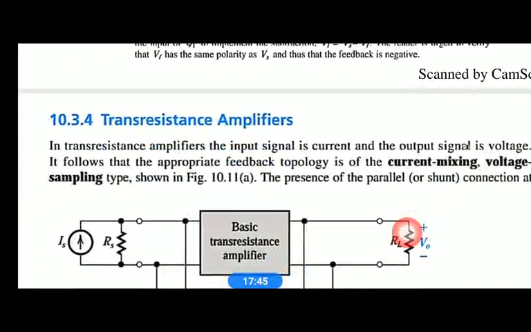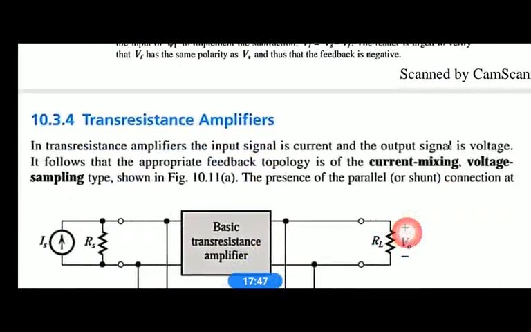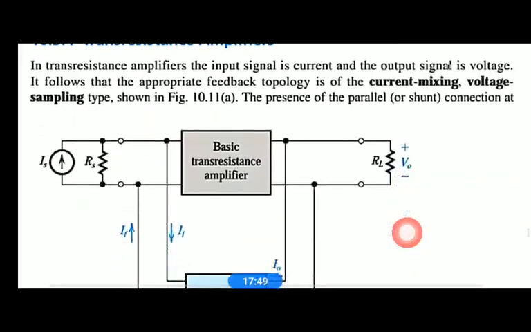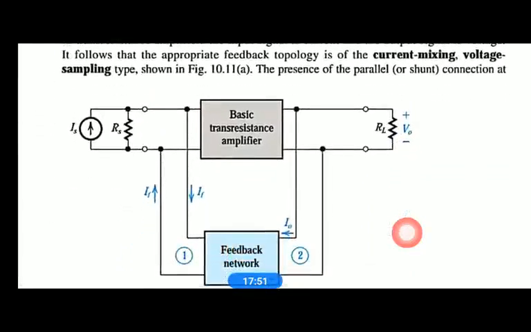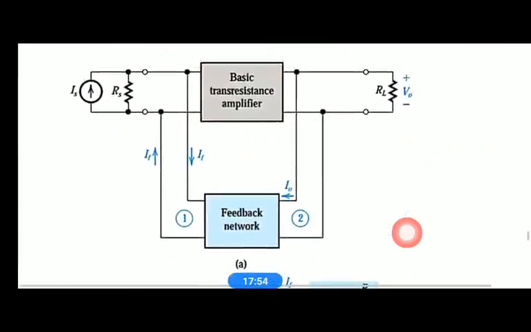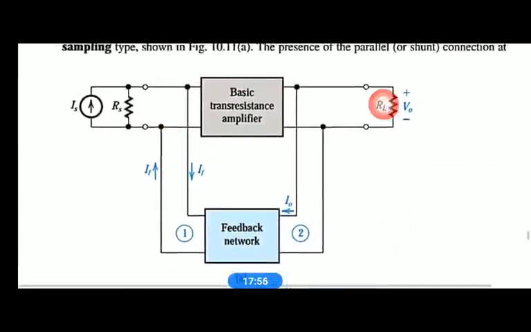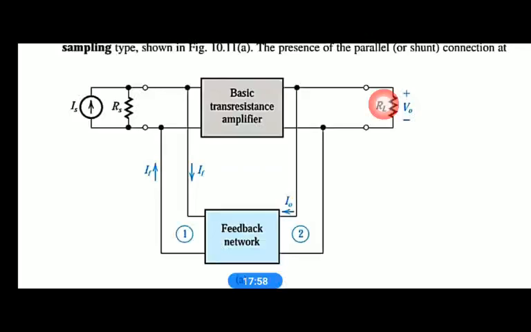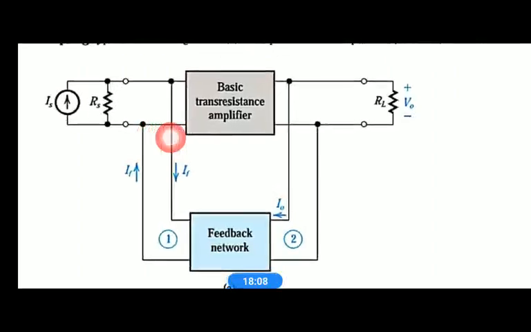So finally, the transresistance amplifier. The transresistance amplifier is the reverse of transconductance. Here we are applying the input as a current and taking the output as a voltage. So the gain you can see here is voltage divided by current. Voltage divided by current, you know that V by I is a resistance, so we call it a transresistance amplifier. So here it takes input as a current and gives output as a voltage.